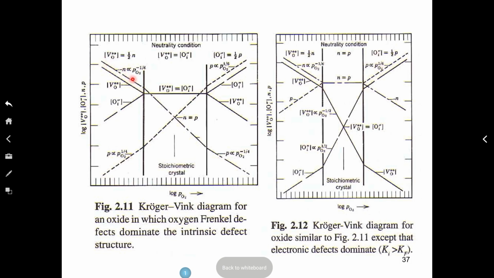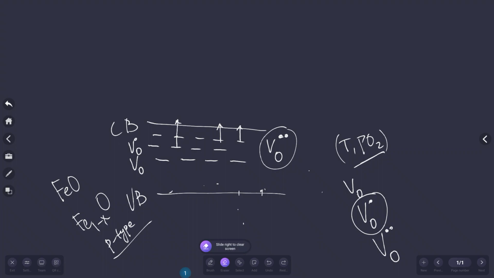So in this PO2 range, your material will be an n-type semiconductor. In the intermediate range, your material is dominated by ionic defects, because you can see that the electron and hole concentrations are much lower than the ionic species. But in the end, eventually in the high PO2, it will become p-type. So in this case, if you look at the electrical conductivity of the material, it will look something like this.